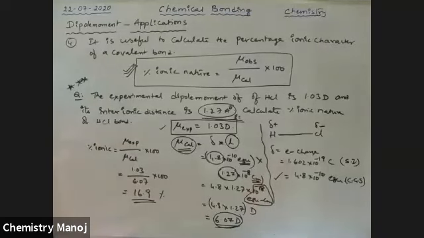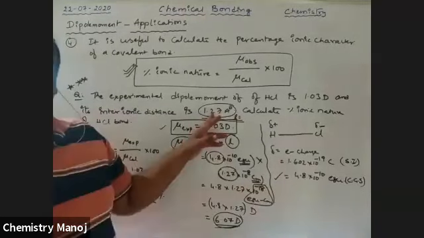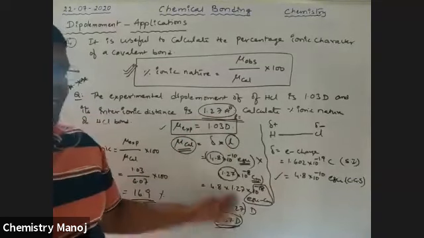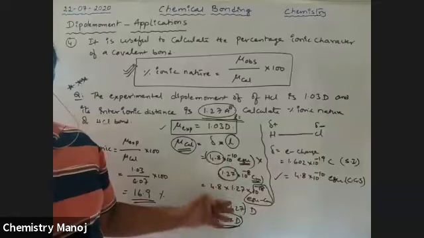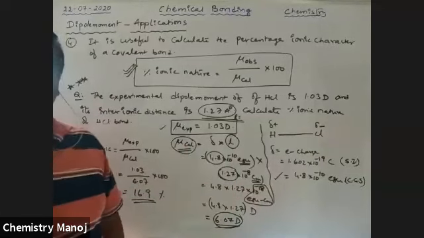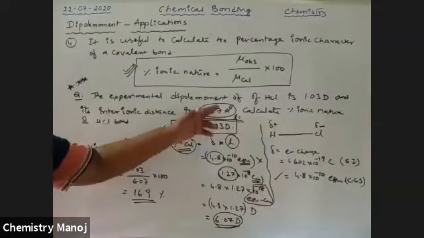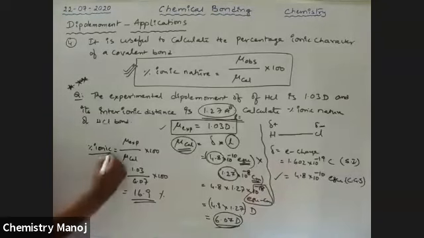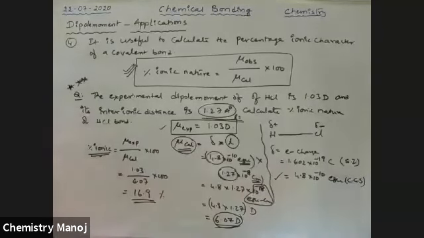Percentage ionic character. The given value is mu, the experimental value. Based on our calculations, we calculated some mu value, that is the mu calculated value. So percentage ionic nature is mu observed, or mu experimental, divided by mu calculated, into 100. That is the final percentage ionic nature.